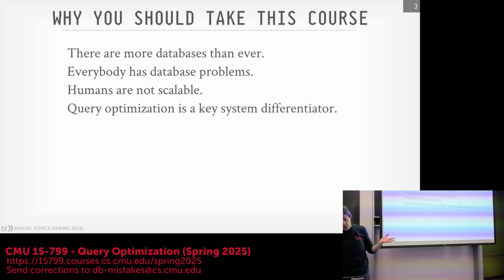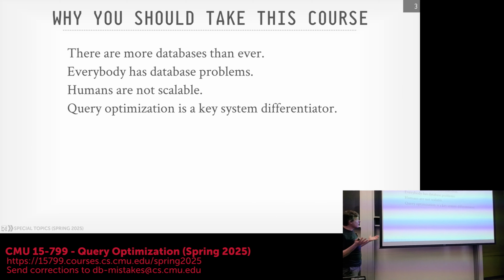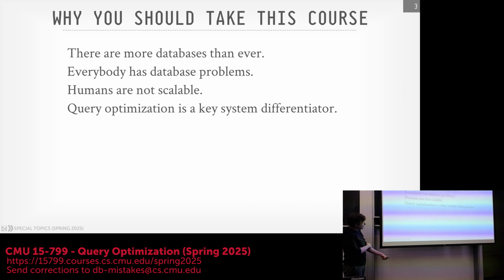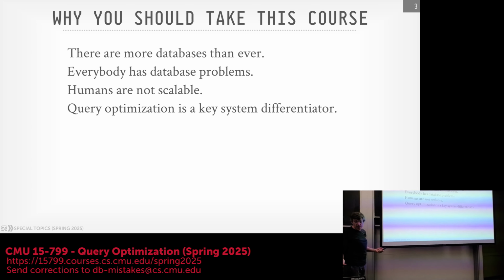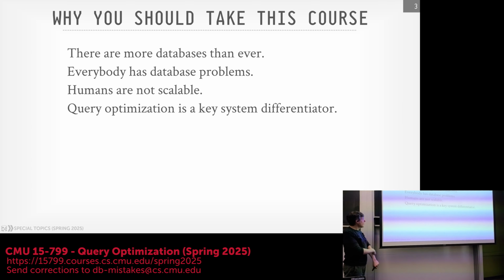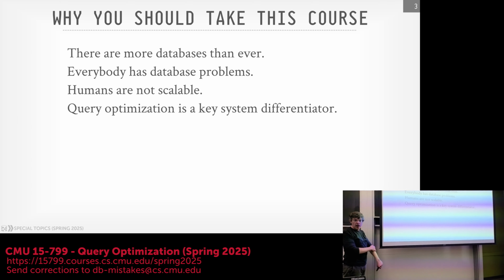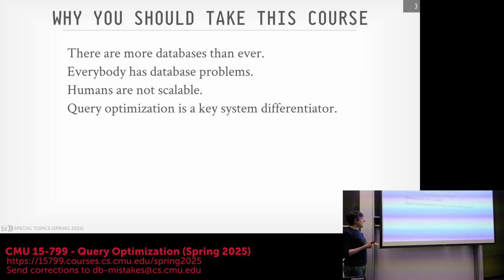All right, so you're already here, so maybe I don't need to convince you, but why should you take this course? There are more databases than ever. There's more money in databases than ever. Larry Ellison just became the third richest person in the world, and he bought a quarterback from the University of Michigan for $12 million, which is a fraction of his net worth. So there's a lot of money in databases.